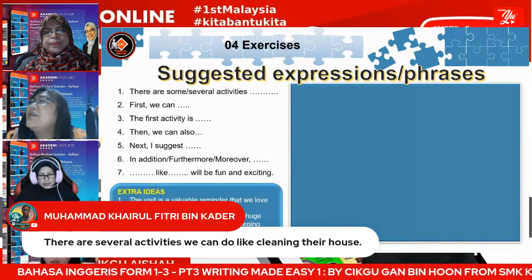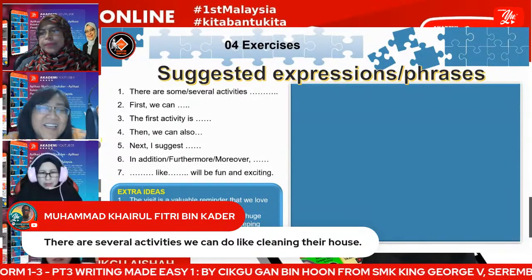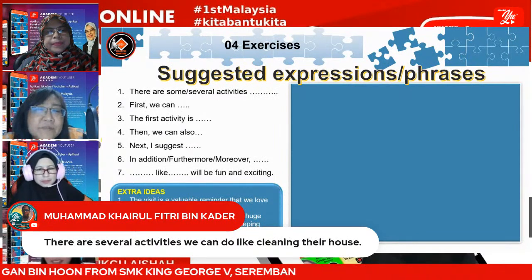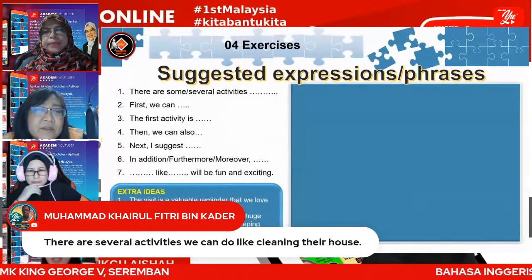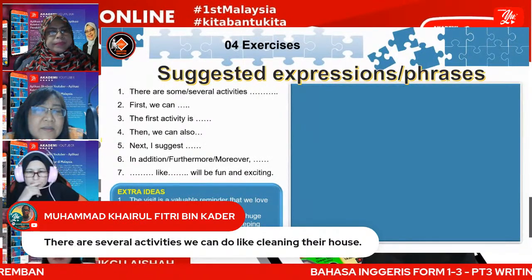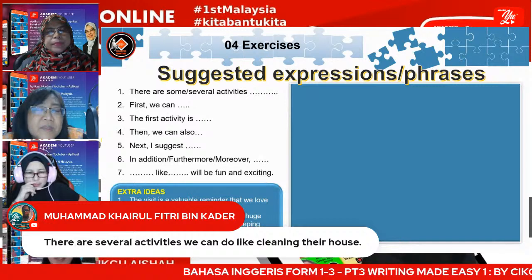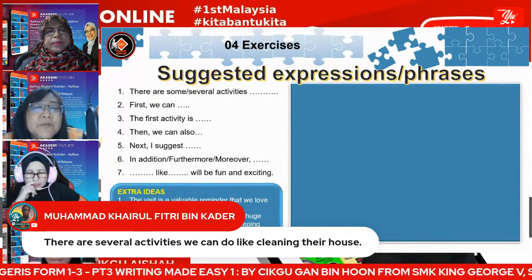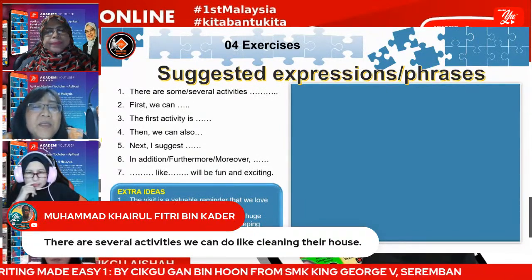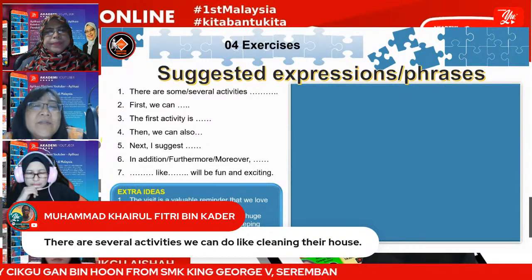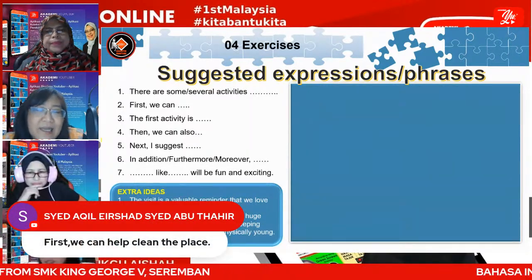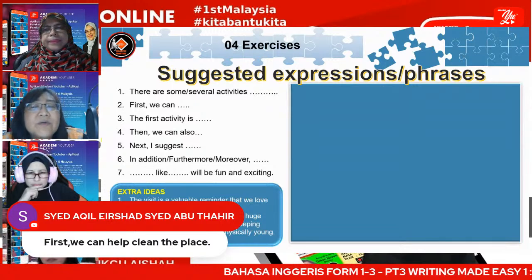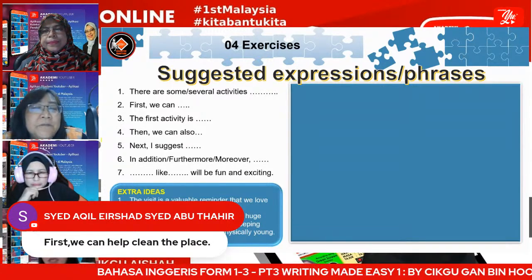Muhammad Khairul Fitri says there are several activities we can do, like cleaning their house. I think you have a grammar mistake as well, because in the front you mentioned activities, but you only give one example. So when you mention several activities, at least you give two, and then you can say, for example, A, comma, B, and others. Make sure you don't use and so on. So on has no meaning actually. So you need to always end with and others.